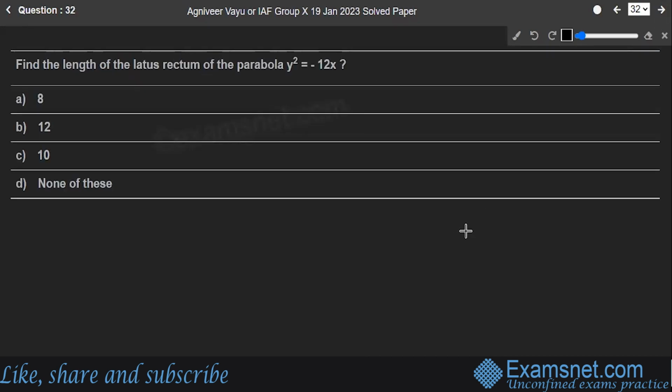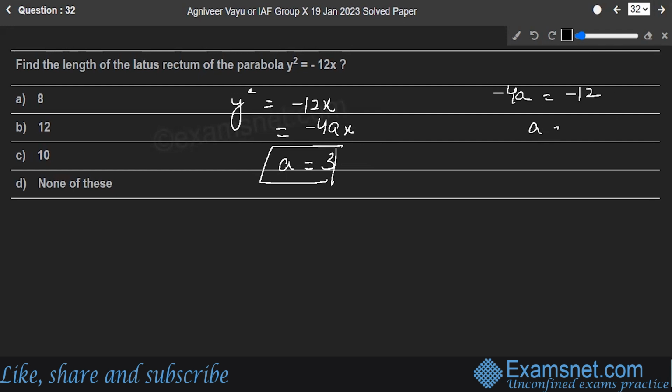You have to find the length of the latus rectum of this parabola y square is equal to minus 12x, which can be written as minus 4ax. So a in this case is equal to 3, right? Because minus 4a was equal to minus 12. This gives you a is equal to 3, right? So we have to find out the length of the latus rectum. That's it. What is the latus rectum?